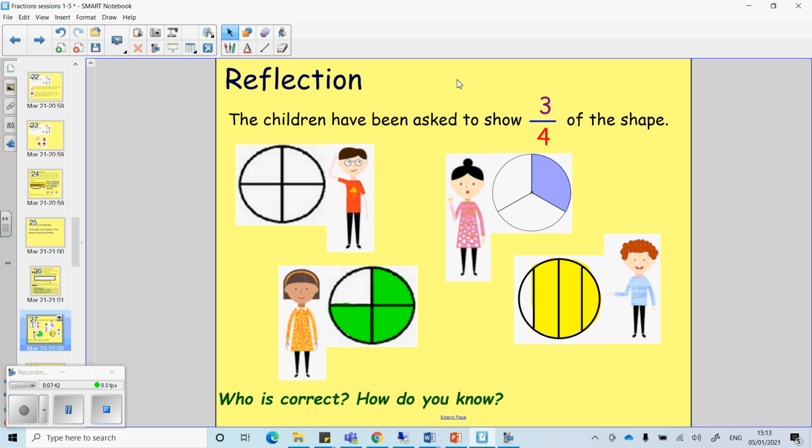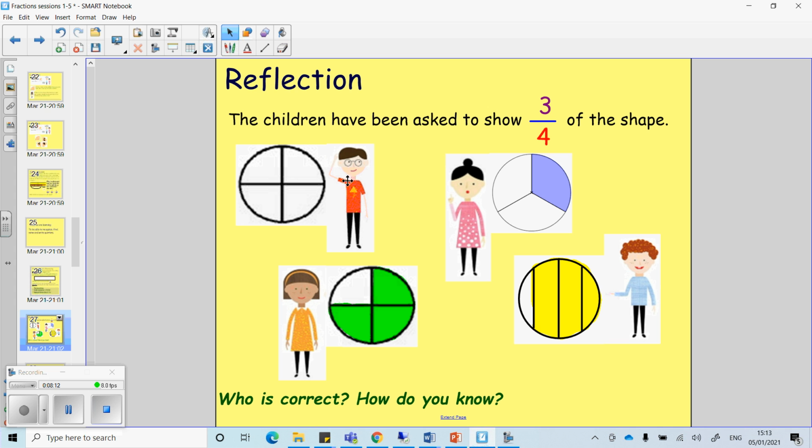Okay, let's reflect. The children in this picture have been asked to show 3 quarters of the shape. Who is correct and how do you know? I'd like you to pause the video, have a think, and maybe you could either write down or tell someone next to you who you think is correct and how you know.